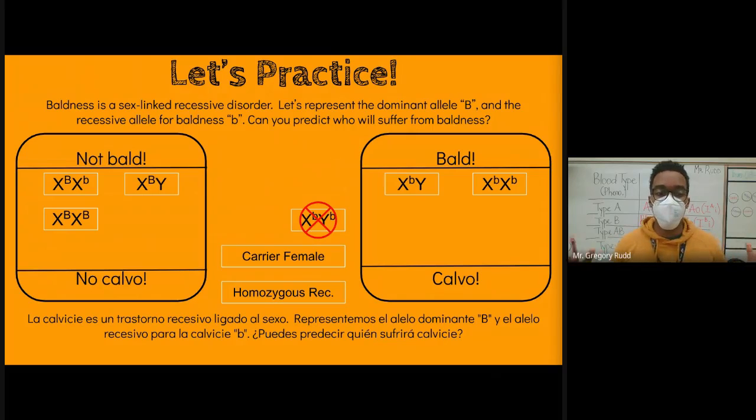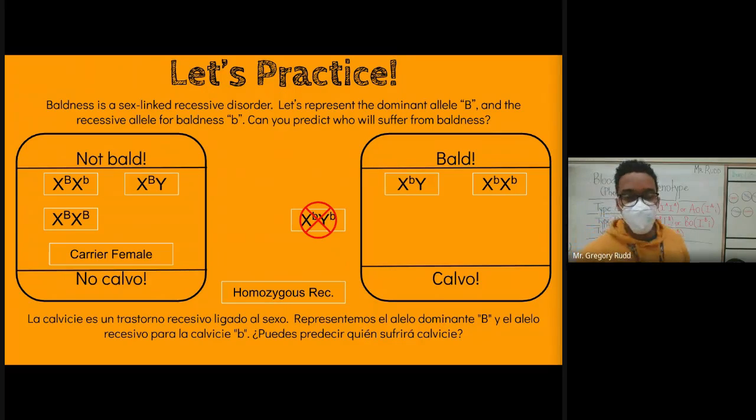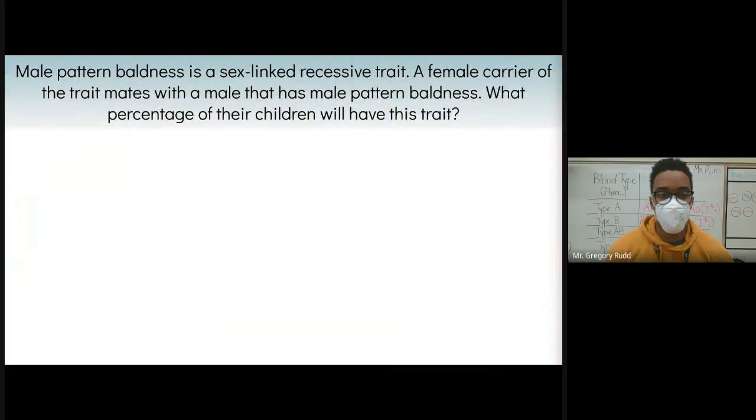Okay, if you are a carrier female, are you bald or not bald? You're not bald. Then which one of those genotypes is the carrier female genotype? Capital B, lowercase b. Good. This one. And then if you're homozygous recessive, are you bald or not bald? Bald. You are bald. Good. Good job. Seems like we're picking up on this fast. Okay, we'll do a couple more practice problems.